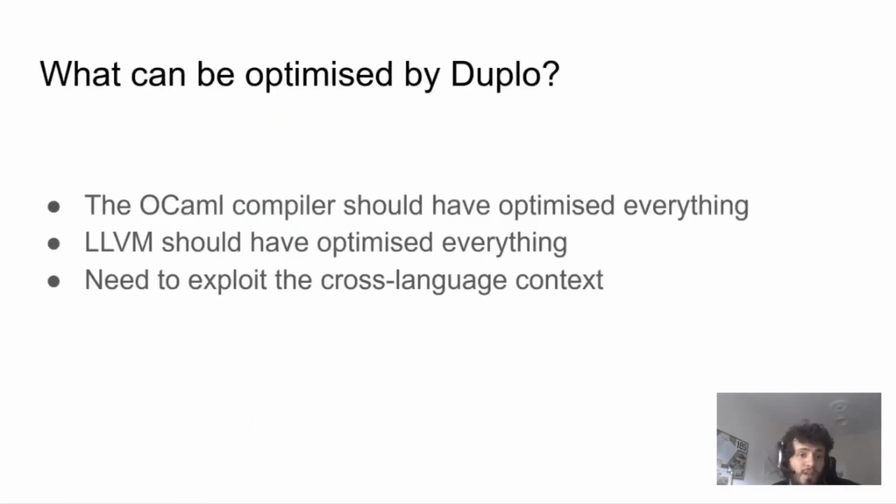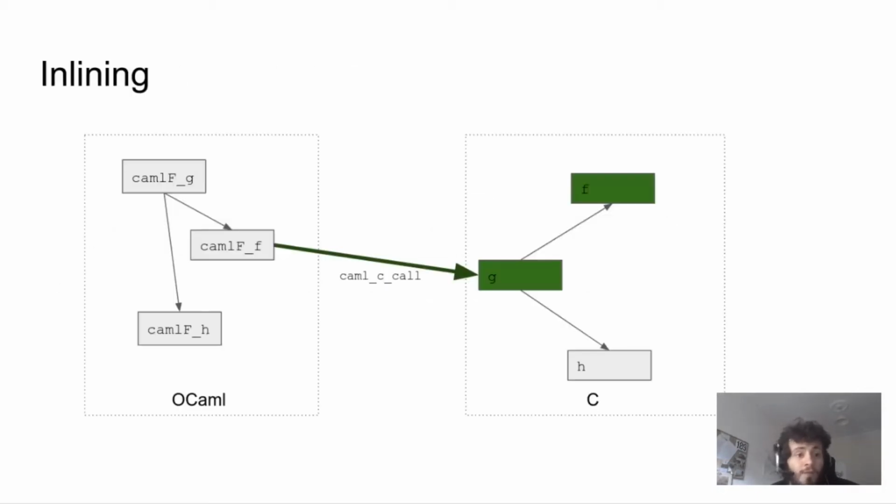Finding a common representation is only part of the problem. In this representation, opportunities to perform optimizations should be scarce. OCaml should have already optimized everything. LLVM should have also optimized everything. And we are left with the non-trivial task of identifying optimization opportunities that are exposed only when both OCaml and C sources are present. Naturally, the first step is to create optimization opportunities for other steps.